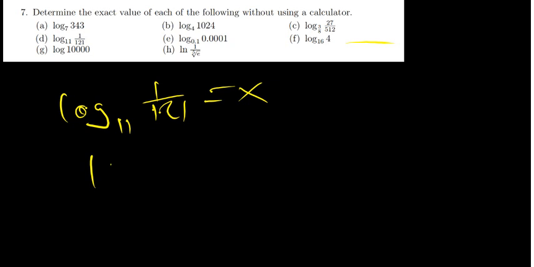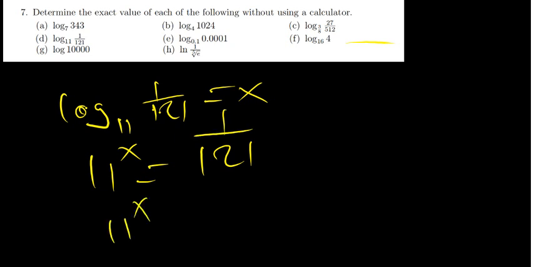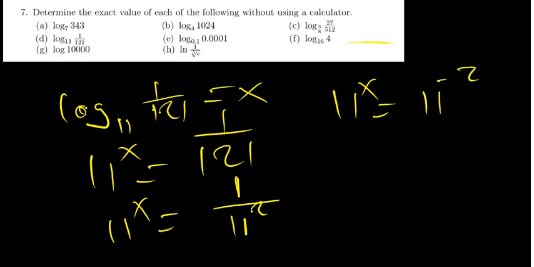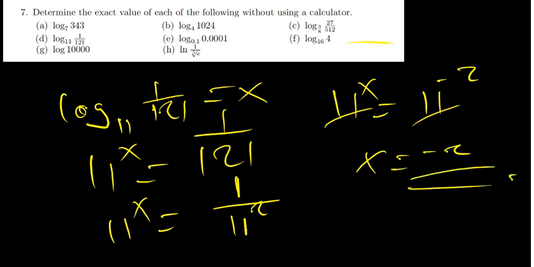So I can say 11 raised to the power x is going to be equal to 1 over 121. Now 121 is the same as 11 to the power 2. Now 1 over 11 to the power 2 is the same as 11 to the power negative 2. So 11 to the power x is equal to 11 to the power negative 2. The bases will cancel, x will be equal to negative 2. Meaning that the exact value of log base 11 of 1 over 121 is negative 2.